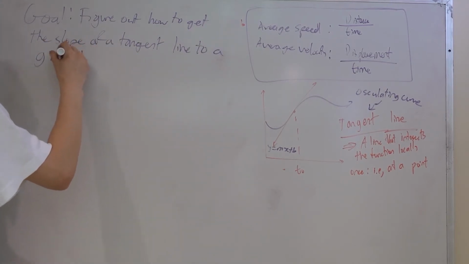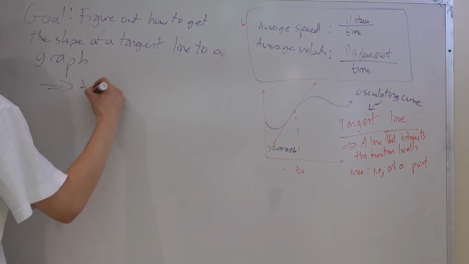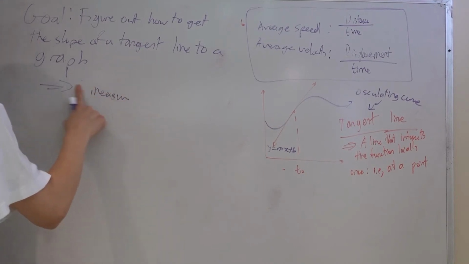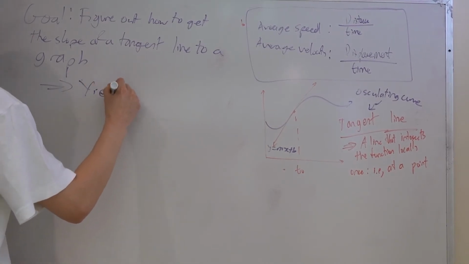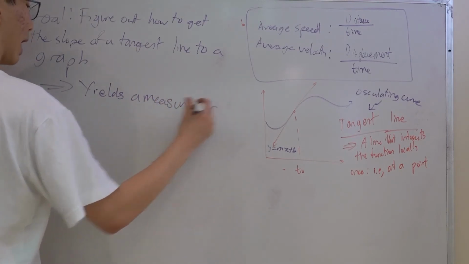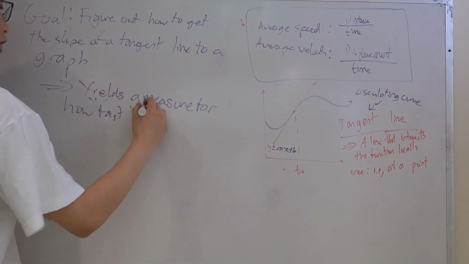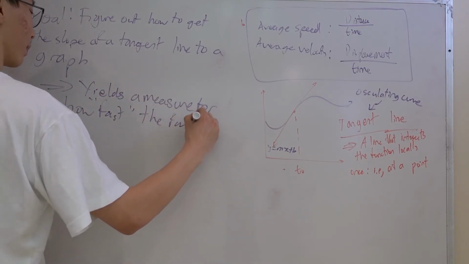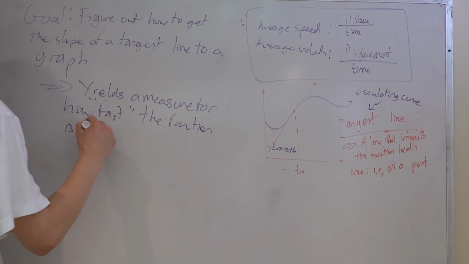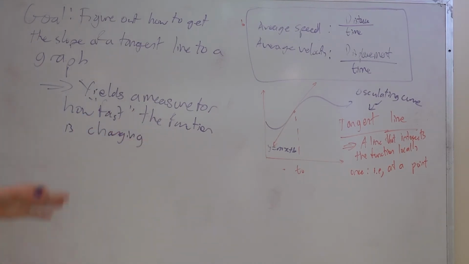And remember, we are interested in this because if we were able to do this for every function, then what we could get is a measure for how fast the function is changing. And as I explained before, there are a lot of different scenarios where this information is very important to know.